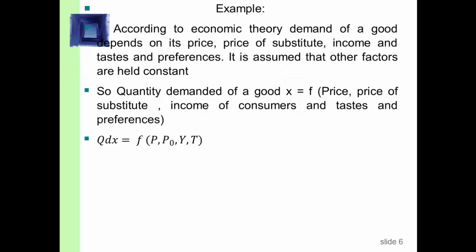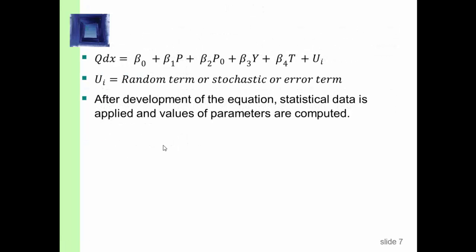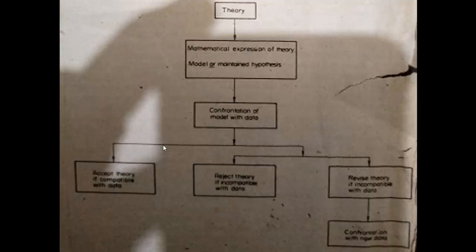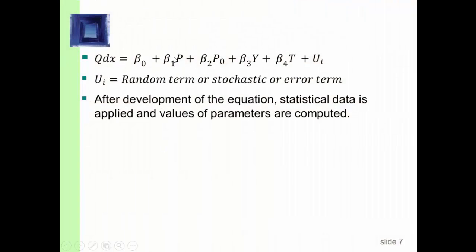When mathematical economics transforms this function form into a mathematical model, you see QDX is equal to beta naught plus beta 1P plus beta 2P0 plus beta 3Y plus beta 4T plus ui. Dear students, in this equation we have beta naught, beta 1, beta 2, beta 3, beta 4 as coefficients. These are unknown parameters. P, P0, Y, T are the variables.